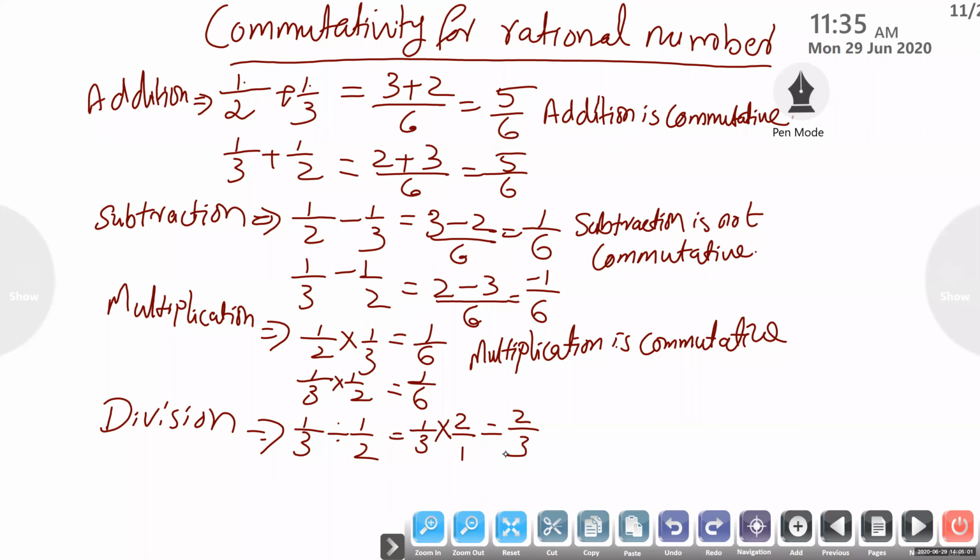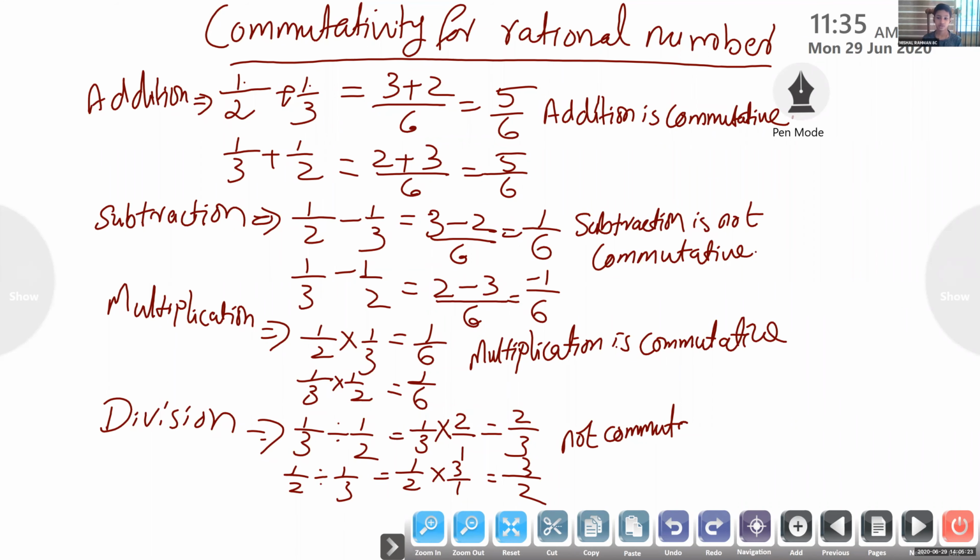Now we will find 1 by 2 divided by 1 by 3. So it is 1 by 2 into 3 by 1, correct? So it is 3 by 2. When the order changes, what happens? Answer also changes. So division is not commutative. For rational numbers, only addition and multiplication are commutative, but subtraction and division are not commutative.